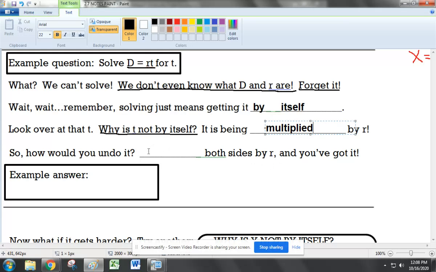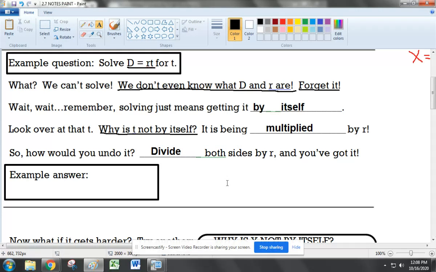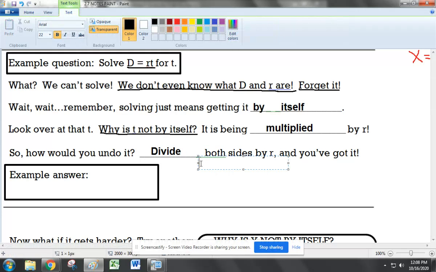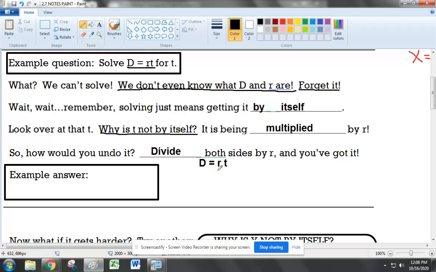So how would you undo it? Well, what's the opposite of multiplying by r? You would divide both sides by r. Okay, so let me show you what this would look like. If you had d equals rt and you had to solve for t, your goal is to get the t by itself. So we are going to divide both sides by r, and that cancels it out just like that. And you end up getting t equals d over r. So time equals distance over rate.